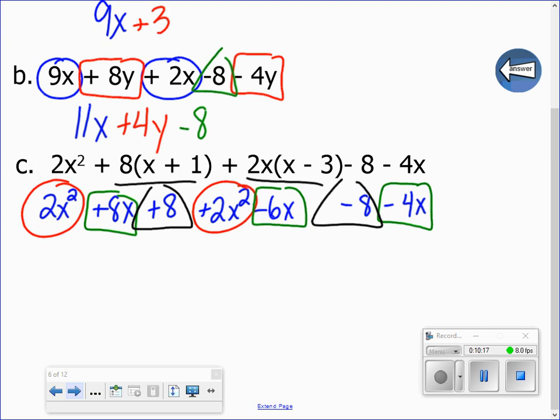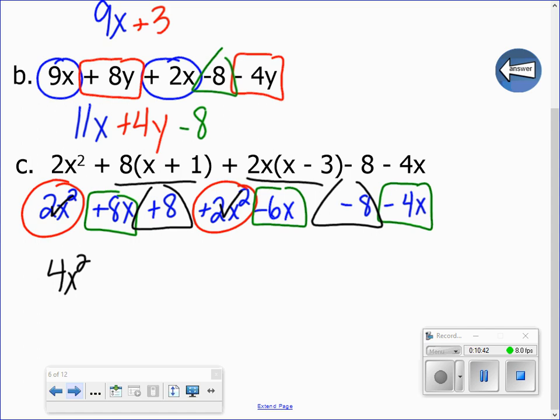Okay, when all the variables are the same, remember that we want to keep them in alphabetical order, but we also want to keep them in order in terms of power. So we want highest power to lowest power. So we're going to do the x squareds first. We have 2x squared plus 2x squared. That's going to give us 4x squared. So we've checked those 2 off.